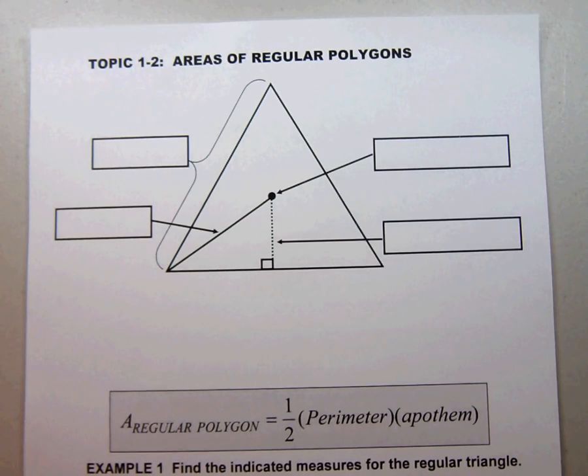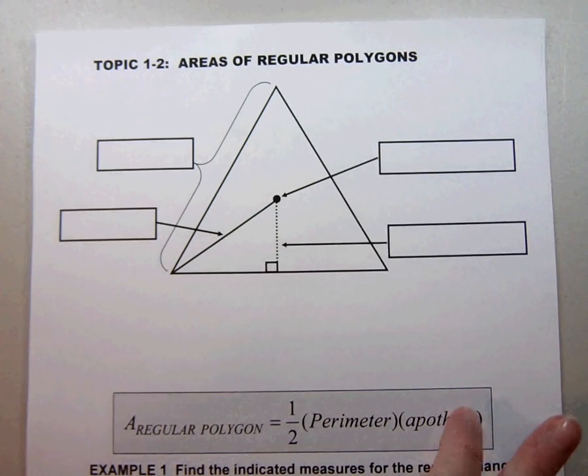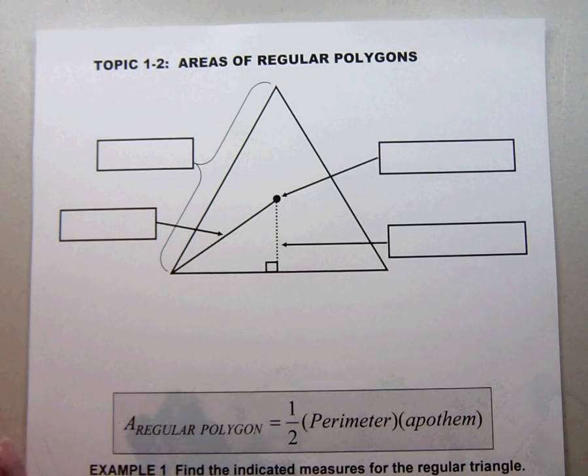Okay, we're starting topic 1-2, areas of regular polygons. Now, there's a word on here that's kind of important, the word regular. Regular means all the sides of the polygons are the same and all the angles are the same. So, you might want to remember that.